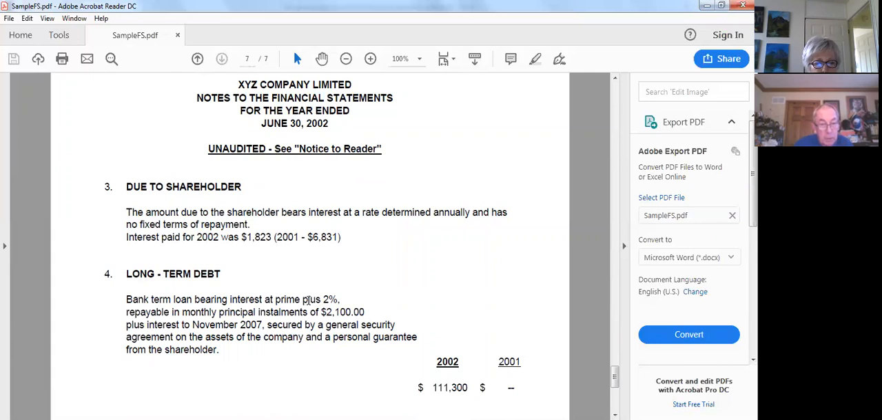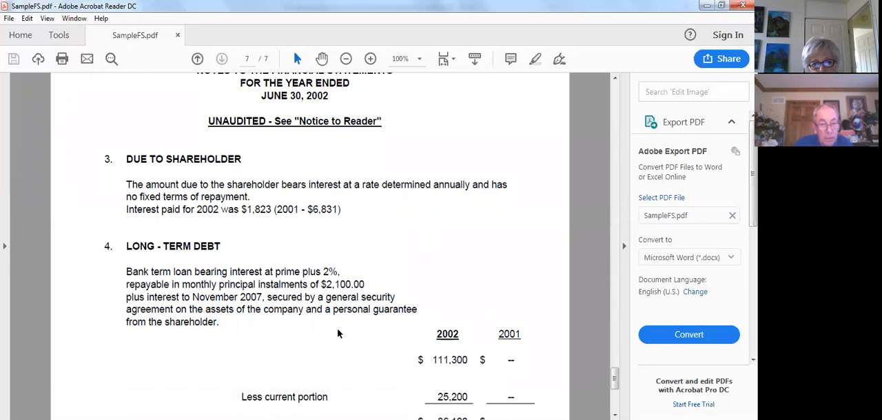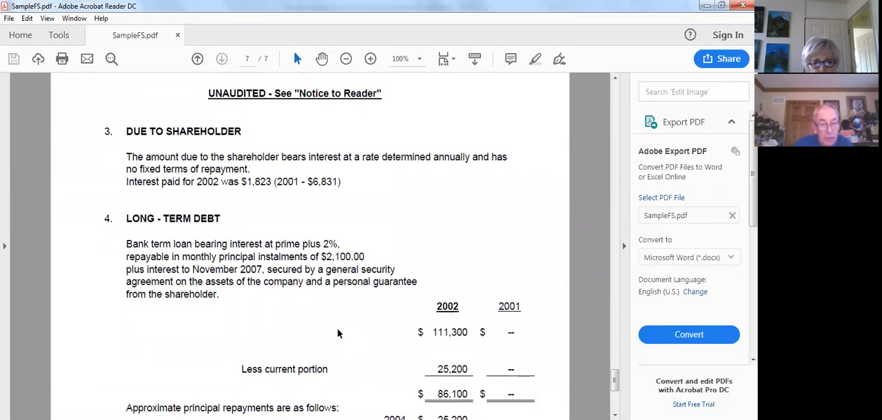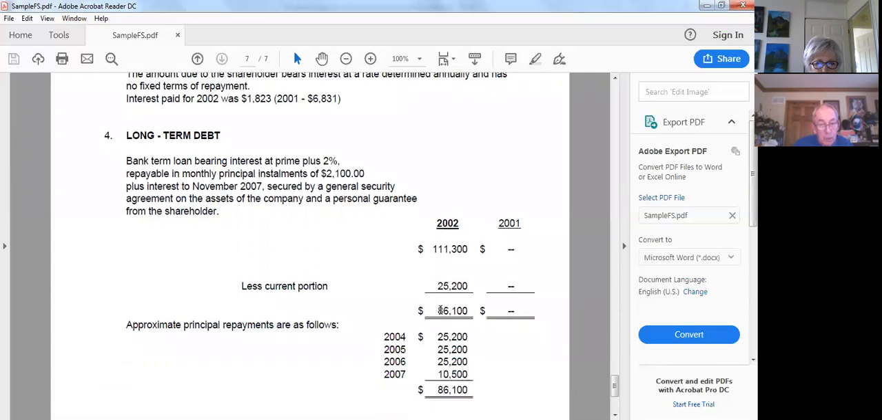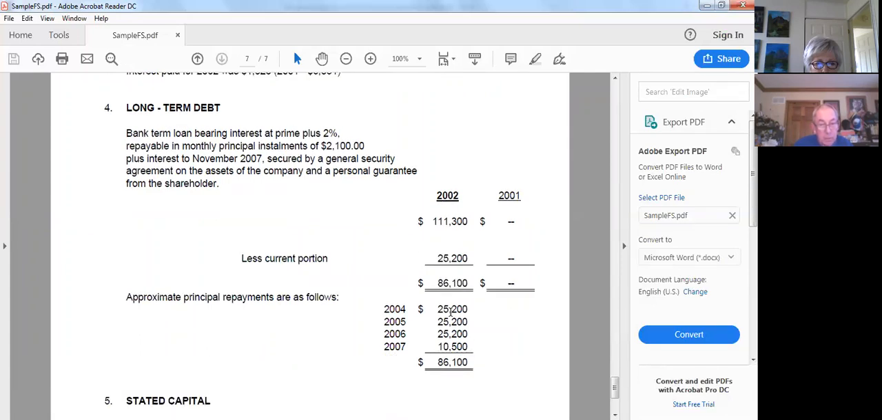It's payable in monthly principal installments of $2,100. So what I do is I pay the interest plus $2,100 a month, which is $25,000 a year, through November 7th. And it's secured by a general security agreement on the assets of the company, meaning my property, plant, and equipment is what's guaranteeing this loan, so that if I fail to pay off the loan, they will seize my property, plant, and equipment. So that's why the current portion of the loan is worth $25,200 because I have to pay $2,100 per month in terms of the principal. My initial loan was $111,000, so I now owe $86,000, which was the amount we saw on the balance sheet, and it shows the list of approximate payments.